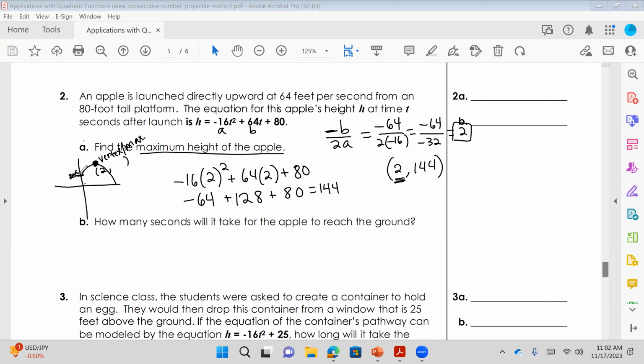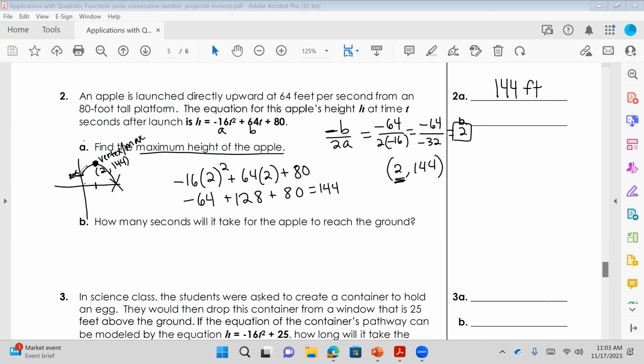So this is the vertex, 2 and 144. That means in 2 seconds, the height of the apple is 144 feet. So for 2A, the maximum height of the apple is 144 feet. Okay, now it wants to know how many seconds it will take for the apple to reach the ground. This is the ground right here on the x-axis.